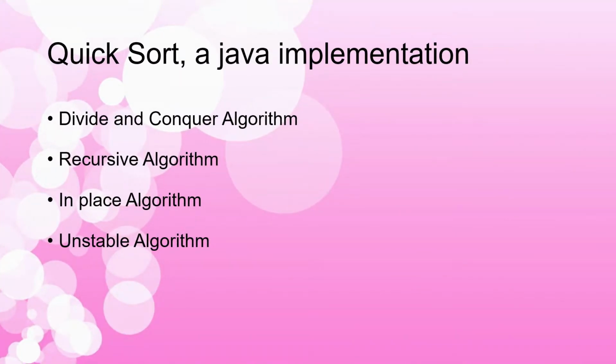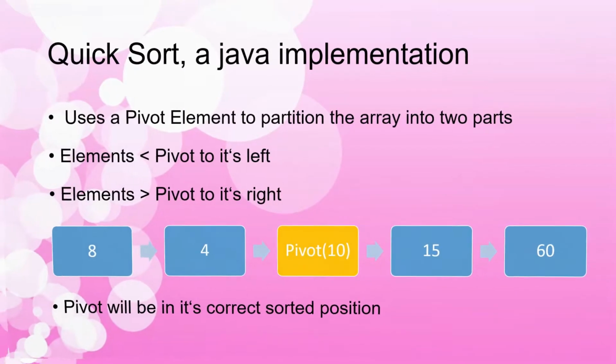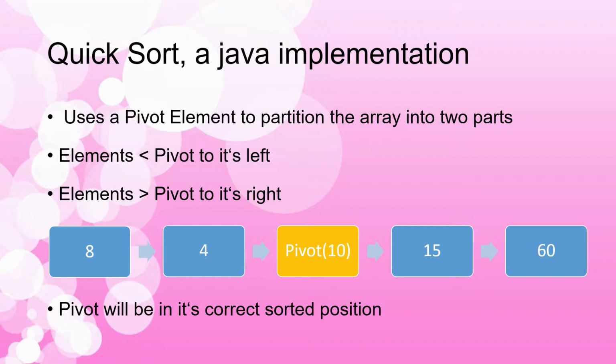Quicksort is a divide and conquer algorithm, and guess what? It is a recursive algorithm too. It is also an in-place and unstable algorithm. It uses a pivot element to partition the array into two parts.